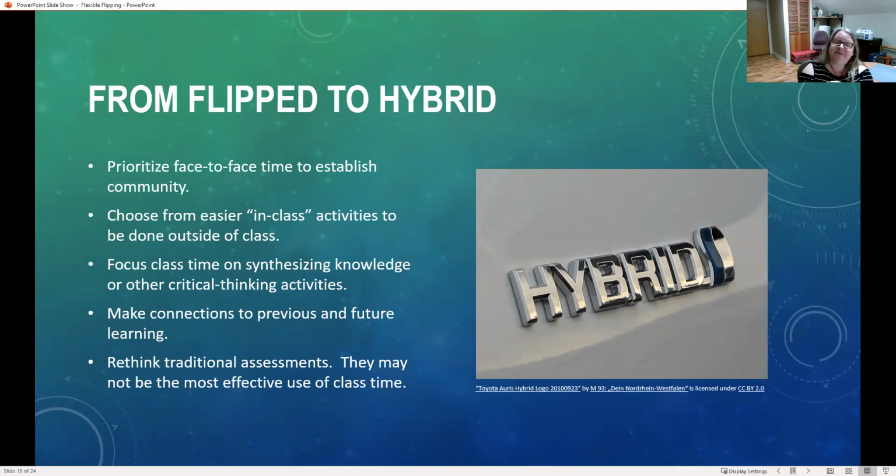Because you often have less time in a hybrid course in terms of that group time, choose some of those easier in-class activities as things that can be done outside of class. So again, trying to focus on getting some of those lower level thinking skills outside of the group time, and then really, really focusing on those synthesizing knowledge, the critical thinking, putting all those pieces together. You really want to focus on that during your in-class time.